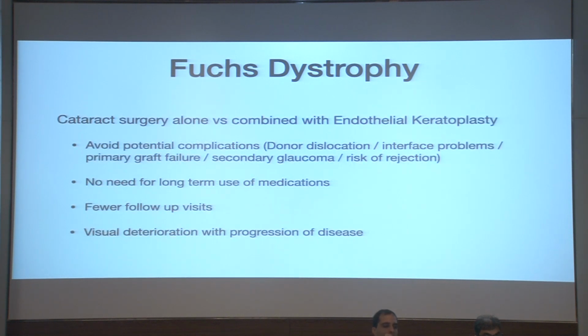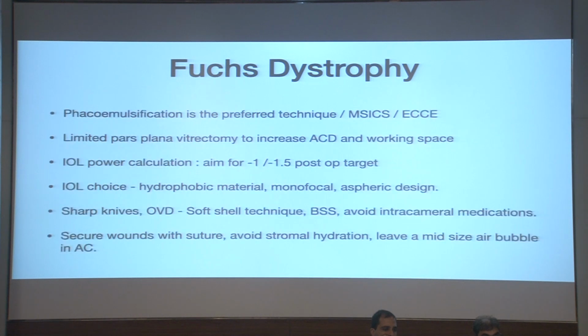The advantage of doing a cataract surgery alone is that the patient does not need to use medications for a longer period of time. All the complications associated with endothelial keratoplasty are not there. They need to come less frequently to the clinic for checkups. And the disadvantage is that the vision deteriorates as the Fuchs dystrophy progresses.